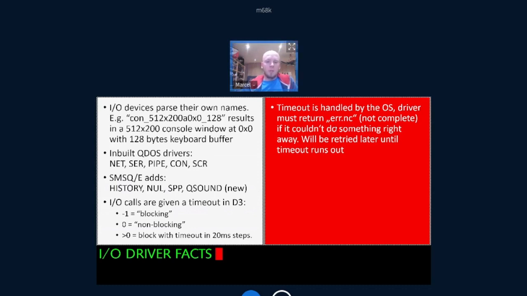And QSound, that device is actually new. That only happened this year. That was also written by me, which is a sound driver for the old AY sound chips, music chips.